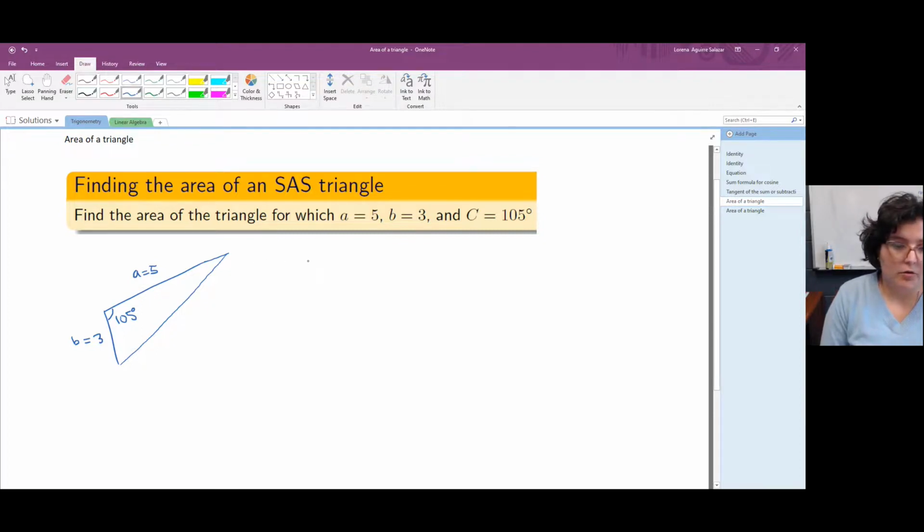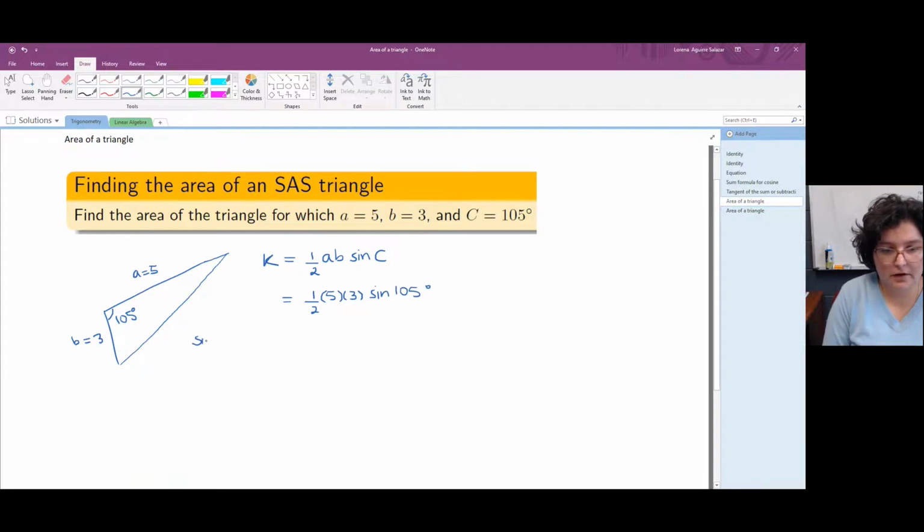To find the area of this triangle, because we have what we call an SAS triangle, two sides of the triangle and the angle in between those sides, we can use K equals 1/2 of A times B times the sine of C. So here we're thinking of 1/2 of 5 times 3 times the sine of 105.